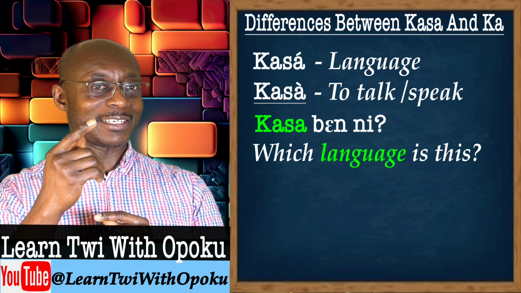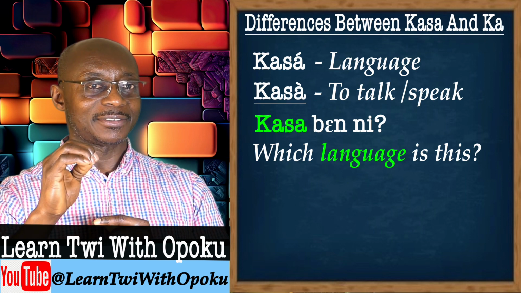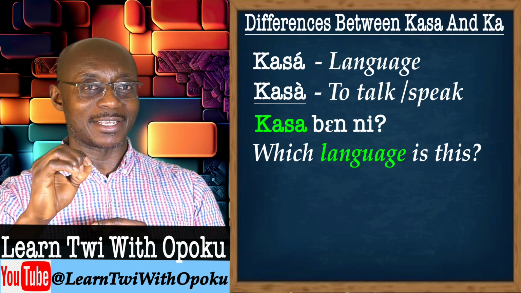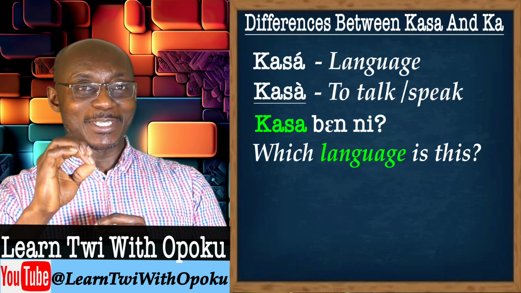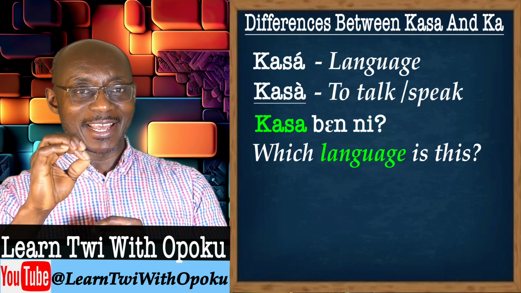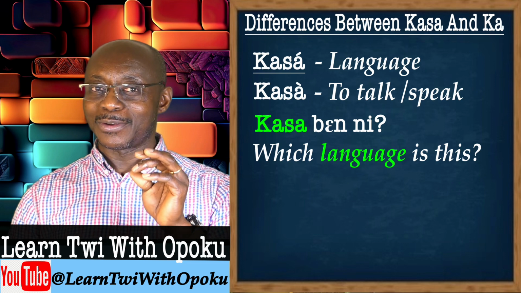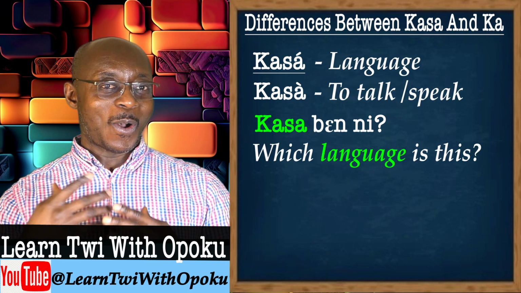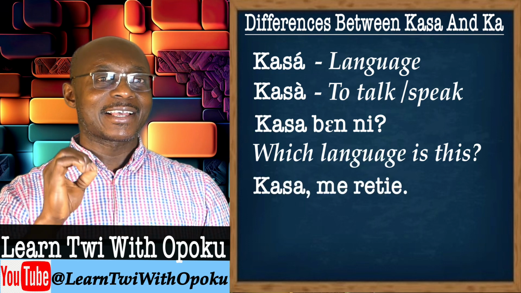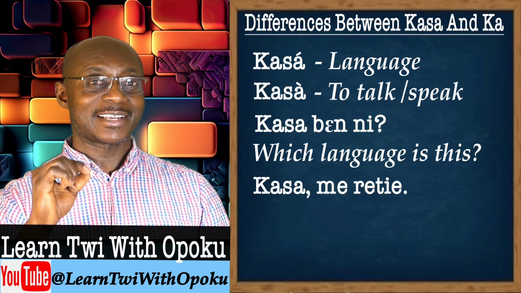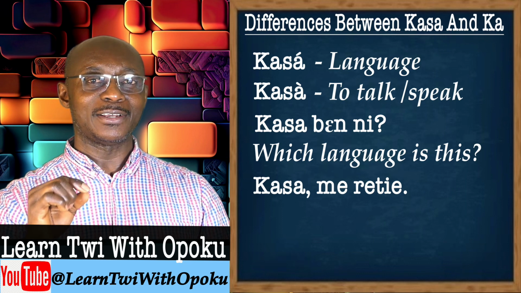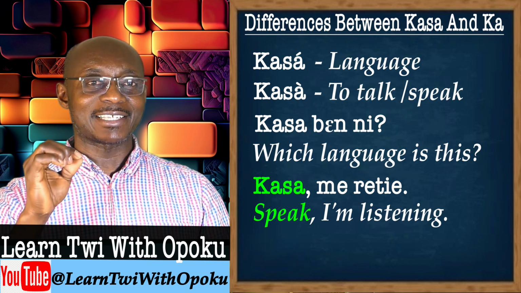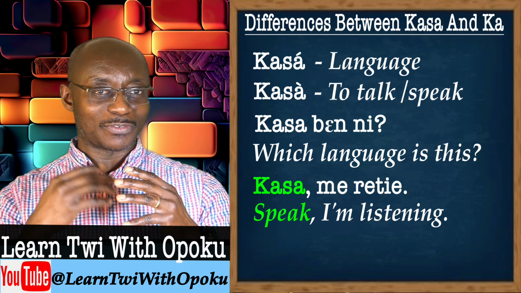And with the first one, I said Kasa, which means to talk or to speak. So we have Kasa, which means to talk or to speak, and Kasa, which means language. Or one can say Kasa mitie, which also means speak, I'm listening. Kasa mitie.